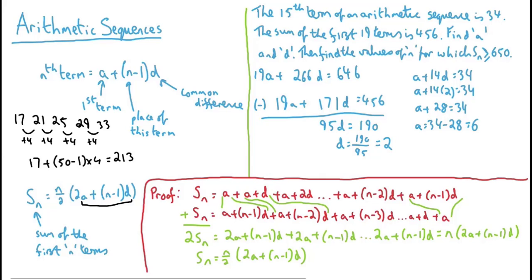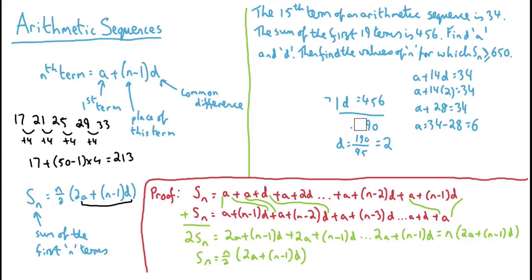Now that we know these, we can move on to the next part of the question, working out for what range of values Sn is going to be greater than or equal to 650.